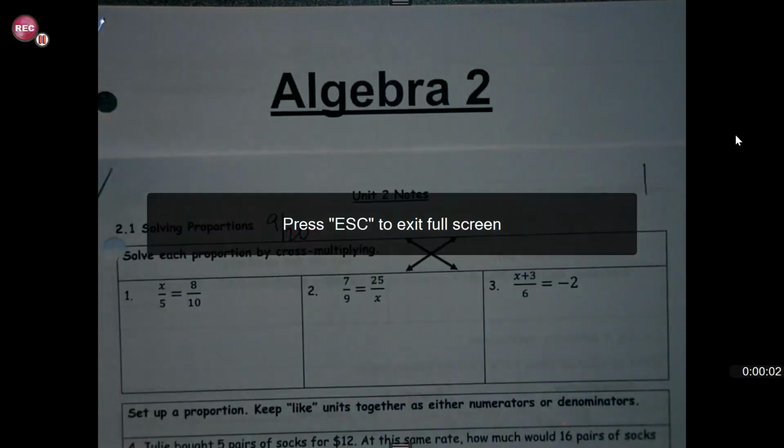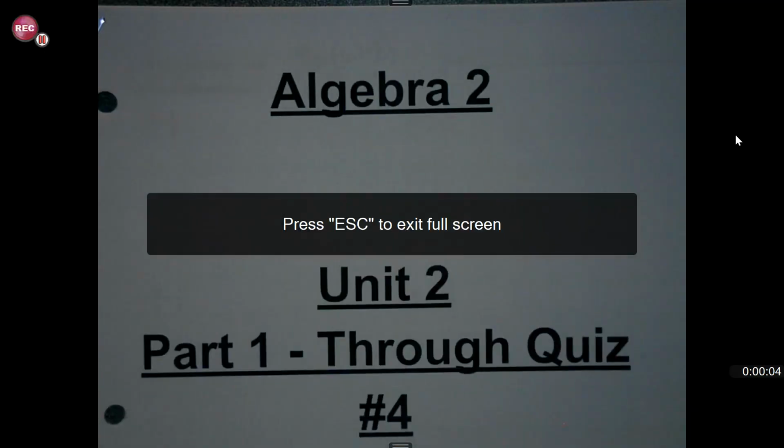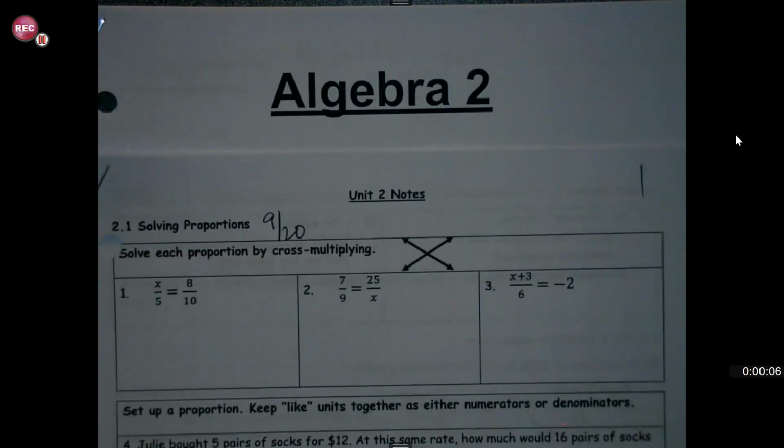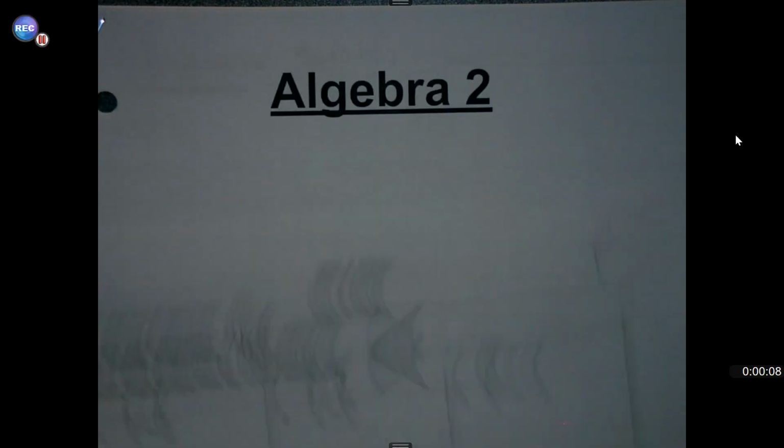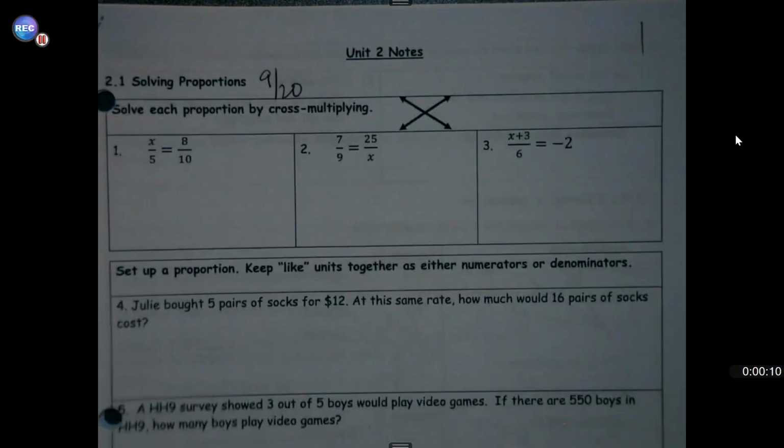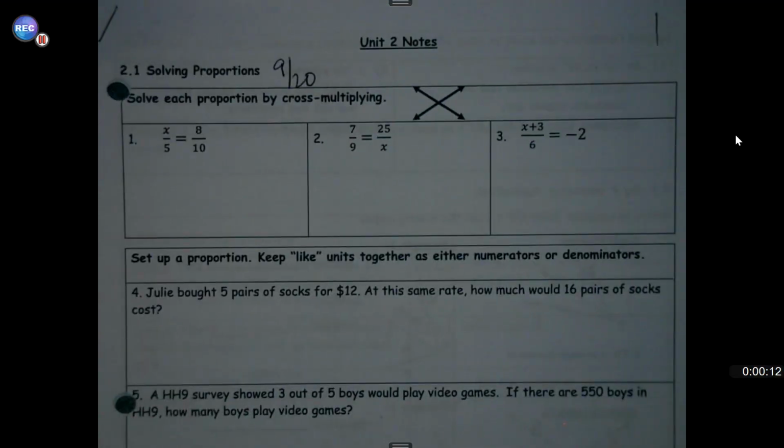Business here. Welcome to Unit 2. In this unit we are going to be dealing with some more things with equations, but also a few more things with applications as well.